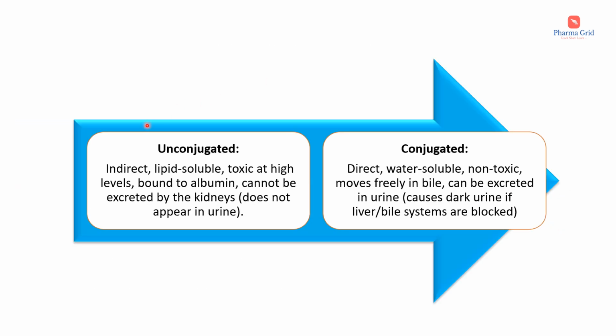It is very important to understand the difference between unconjugated and conjugated bilirubin. Unconjugated bilirubin, also known as indirect bilirubin, is lipid soluble, toxic at high levels, and bound to albumin. It cannot be excreted by the kidneys, so it does not appear in urine. Conjugated bilirubin, also known as direct bilirubin, is water soluble, non-toxic, moves freely in bile, and can be excreted in urine. This causes dark urine if liver or bile systems are blocked.